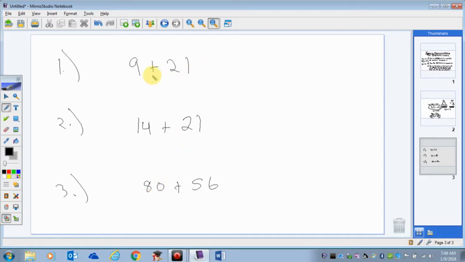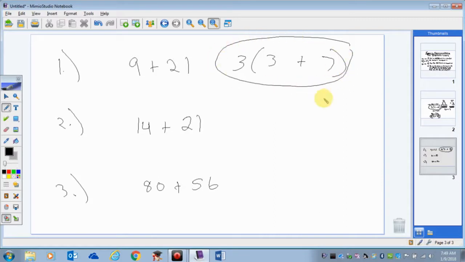So looking at 9 and 21, I know by looking at them that 3 will go into both using my divisibility rules. So I'm going to go ahead and put 3 outside the parentheses. 9 divided by 3 is 3. 21 divided by 3 is 7. Bring over my symbol, it's the addition sign. And it can be addition or subtraction. I've just used addition every time. So that's going to be my answer here.